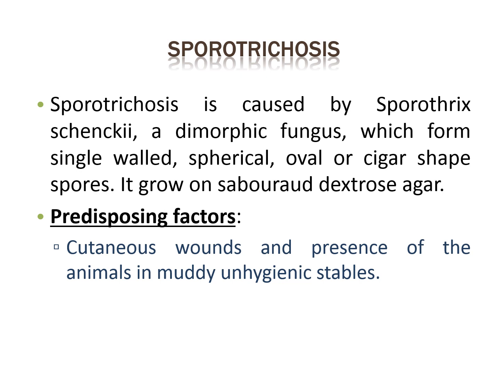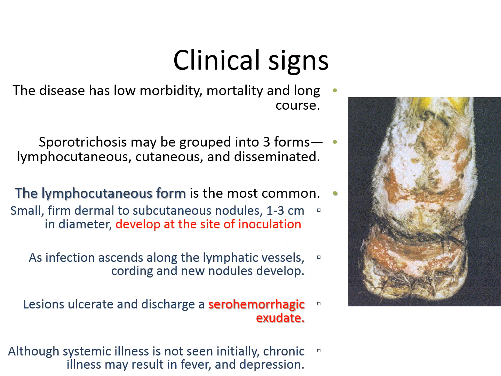The second one, sporotrichosis, is caused by Sporothrix, a dimorphic fungus, which forms single-walled spherical, oval, or cigar-shaped spores. This fungus can be cultivated using Sabouraud dextrose agar. Some predisposing factors that initiate the infection are cutaneous wounds and the presence of animals in the environment.